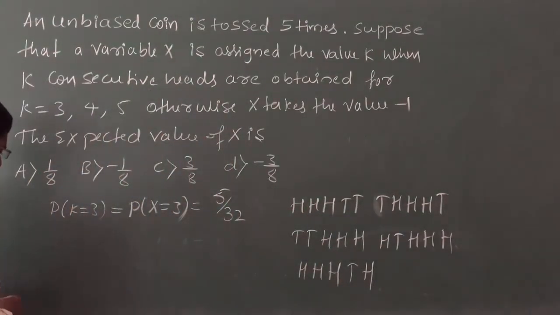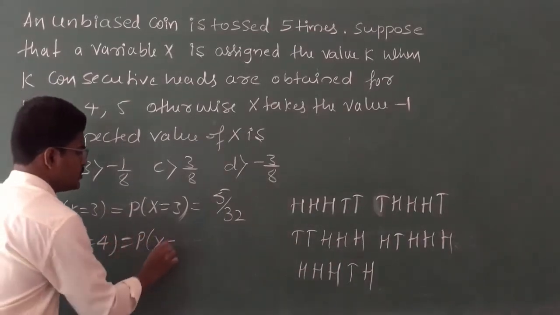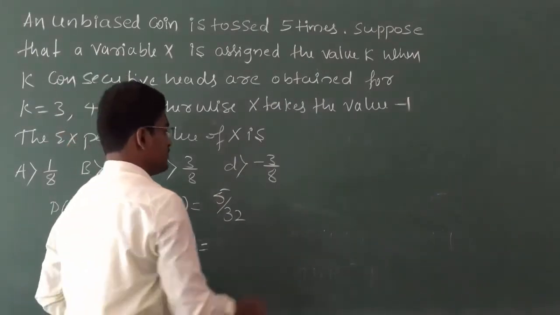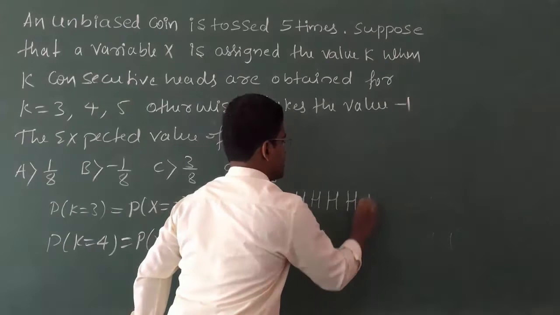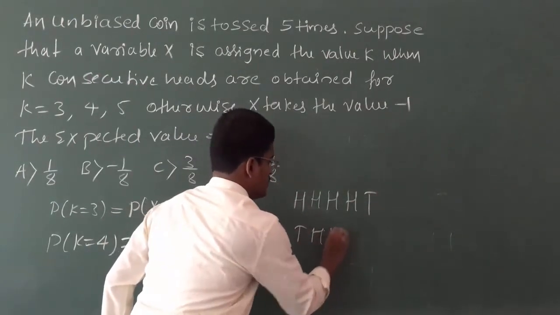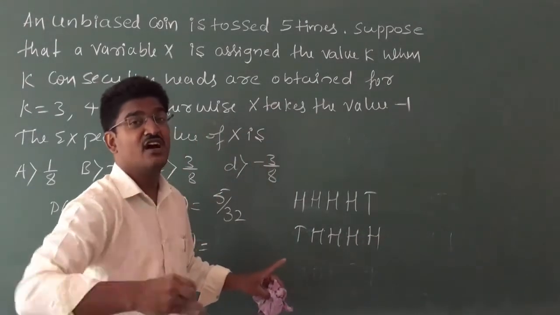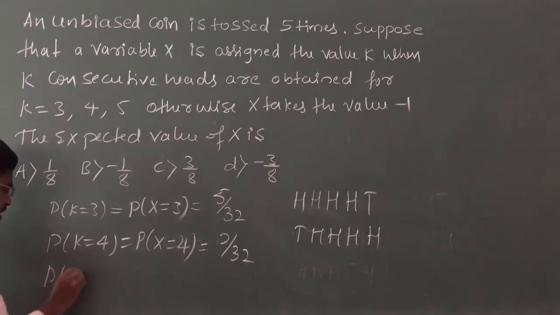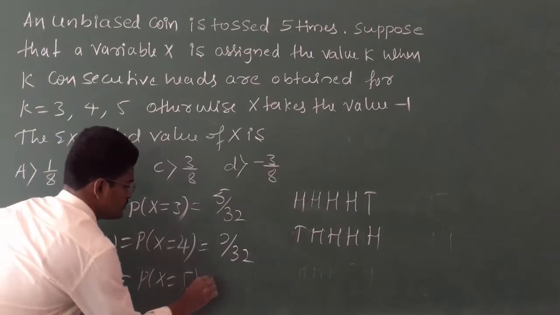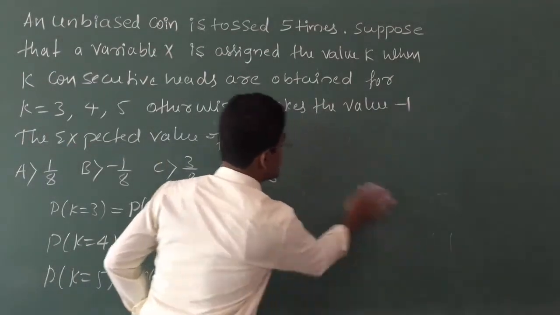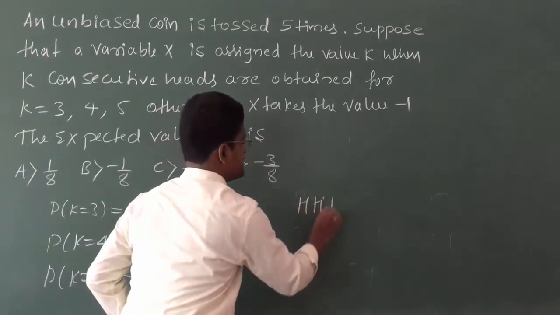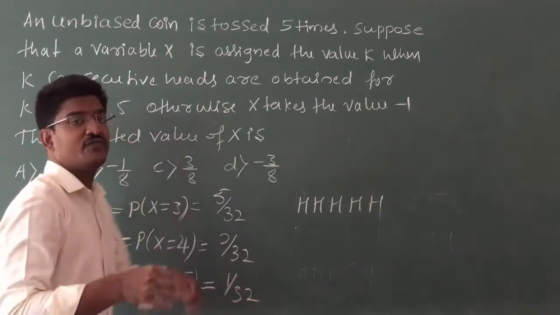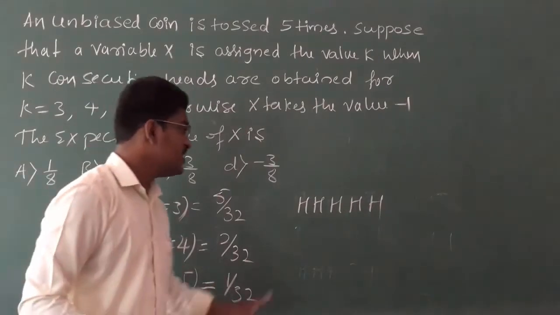So now let us see whenever head occurs 4 times. Let us see what the possible cases are. The possible cases are the occurrence of head for 4 times consecutively. This is 1 and this is 1. These are the 2 possible cases where head occurs consecutively 4 times. So that is 2 by 32. Clear? Next, the probability of k equal to 5, whenever x is equal to 5. Head occurs 5 times, and the only possible case is all heads. So that is 1 by 32.